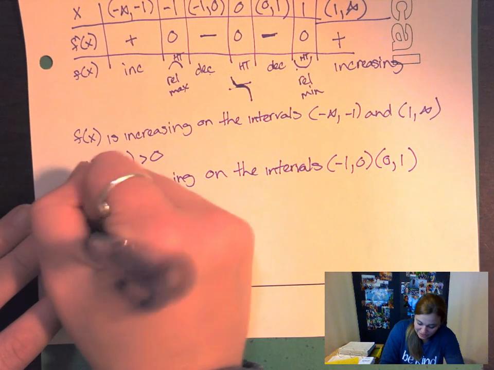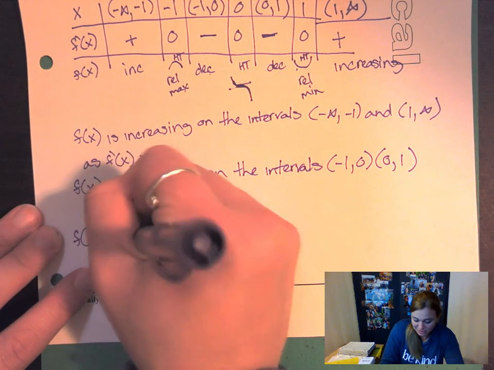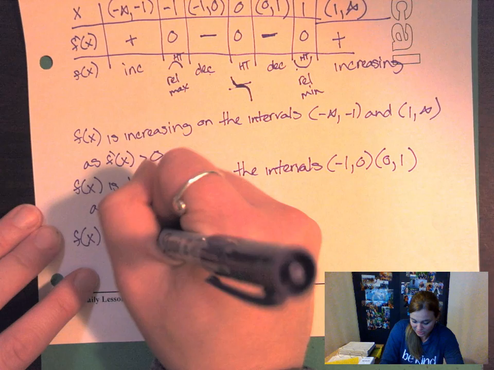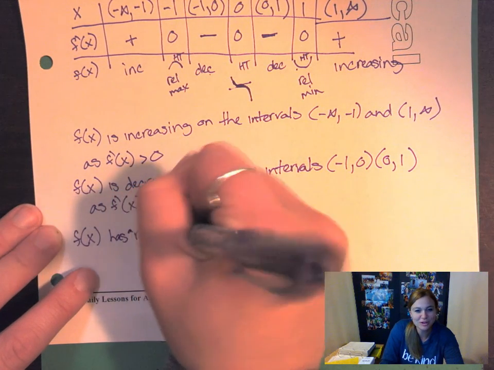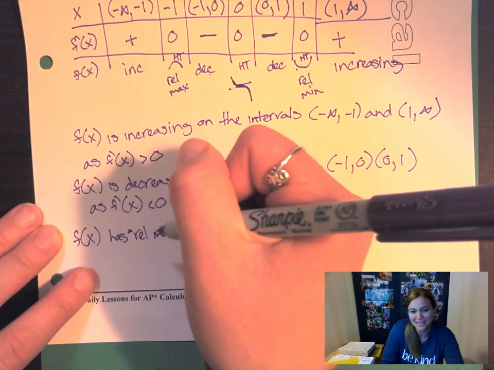F of x has a relative max. A relative max. Do you have a relative max? Do you have like an Uncle Max or something?